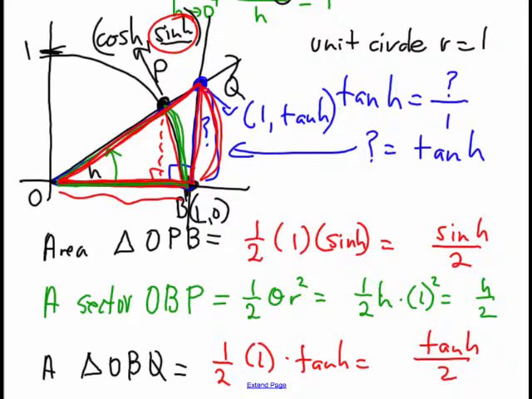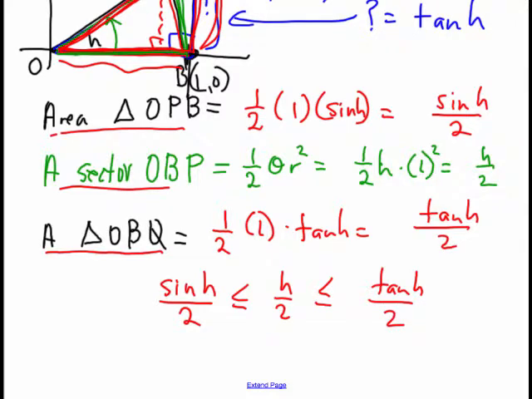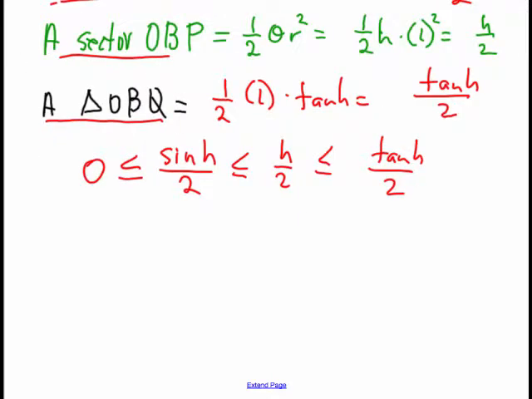Now, this triangle's area will be smaller than this sector's area, which will be smaller than this triangle's area, because as you can see by the picture, that is the case. So what I'm going to do with that is I'm going to say that sine h over 2 must be less than or equal to h over 2 must be less than or equal to tan h over 2. And an area must be greater than 0. So I'll put greater than 0 in that spot.